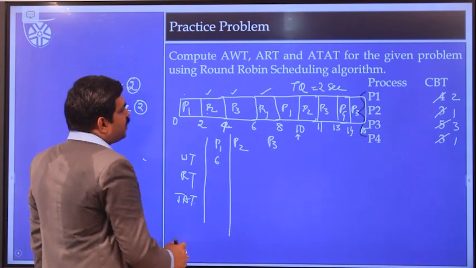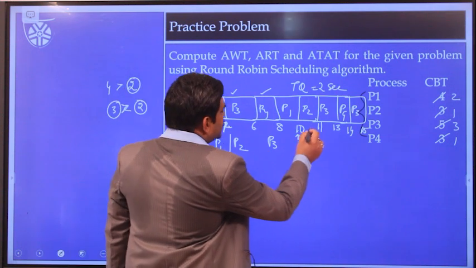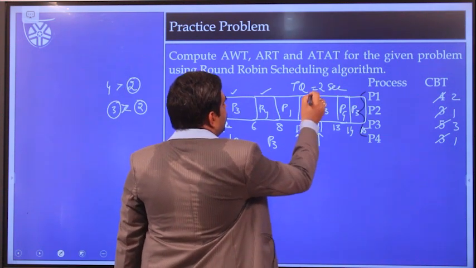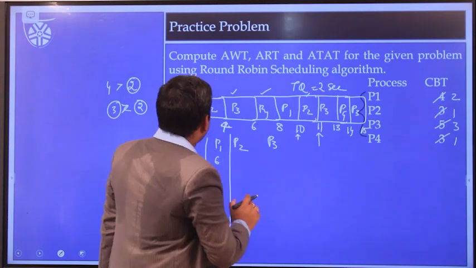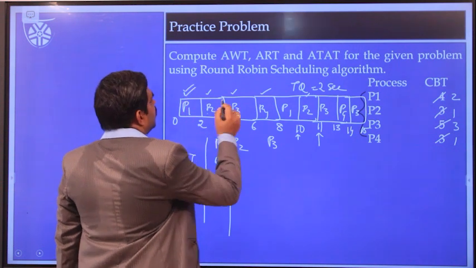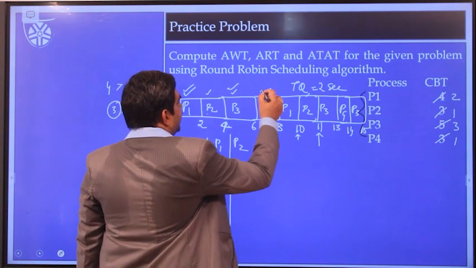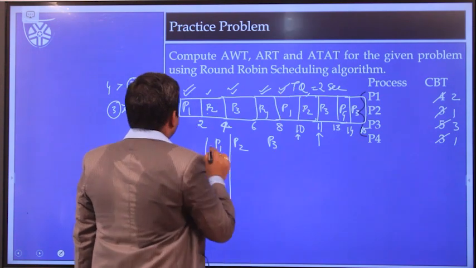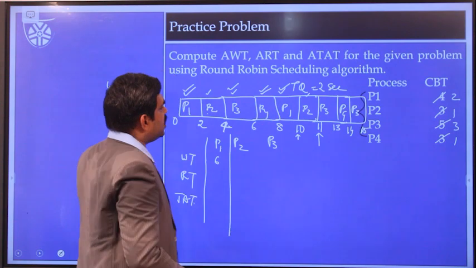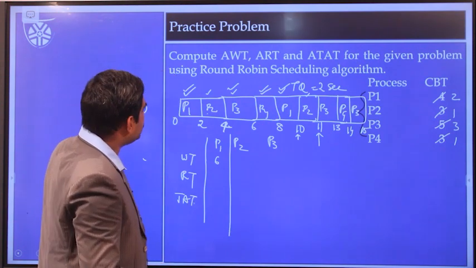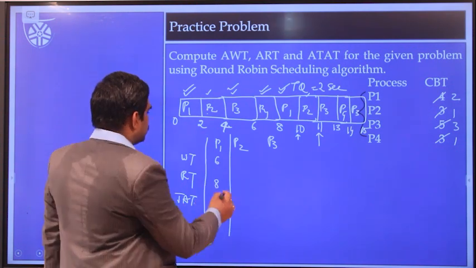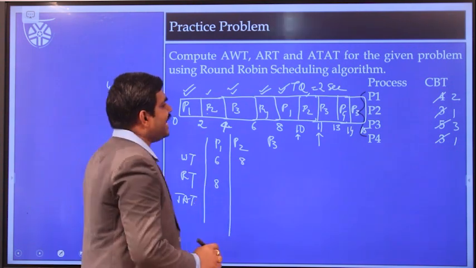Okay, what about process P2? Process P2 has completed the execution here, but here process P2 is executing, therefore there is no question of waiting. So here process P2 is waiting, right? Here process P2 is waiting, here process P2 is waiting, here process P2 is waiting. Here 2 seconds, plus 2 seconds, plus 2 seconds, plus 2 seconds. In total, it is waiting for 8 seconds of time.